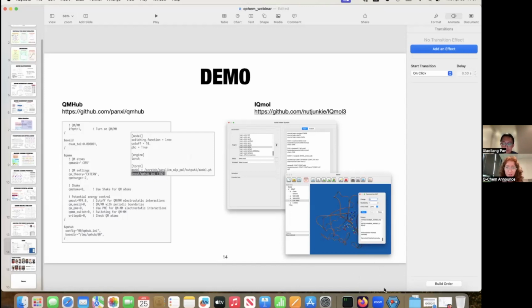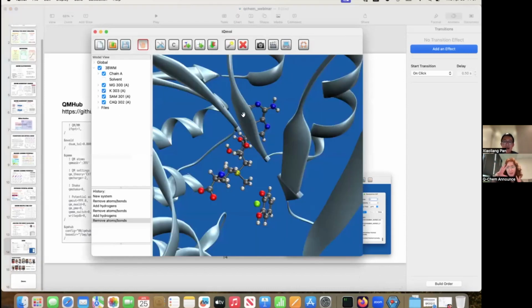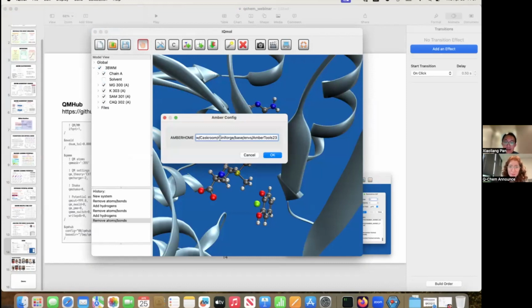The follow-up question is how does IQmol find Amber, QChem, and QMHub, on the back end, I suppose? You mean how it finds Amber, right? How the config links IQmol to it. It's just doing a system call to the Amber executable, so you just need to provide the installation paths of the Amber tools.